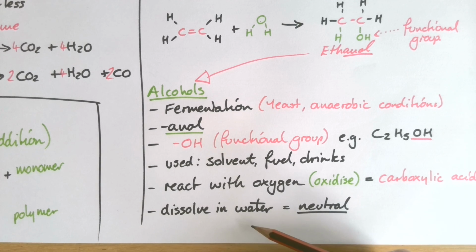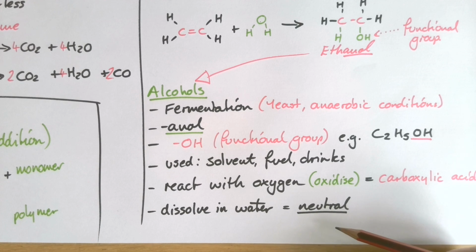And then finally, these alcohols dissolve in water to form neutral solutions. So this is your overview then of the reactions of alkenes as part of the C7 topic.